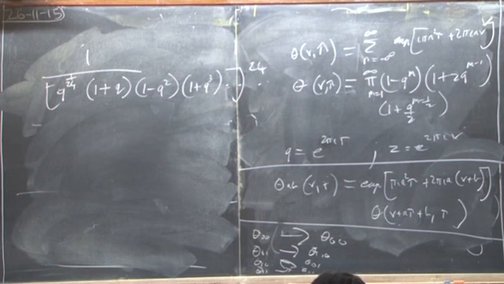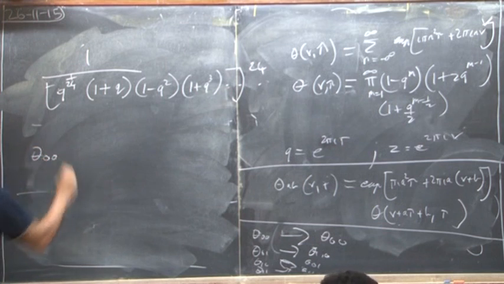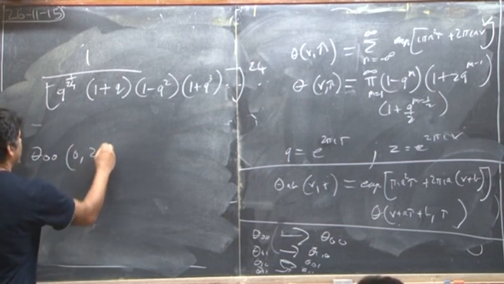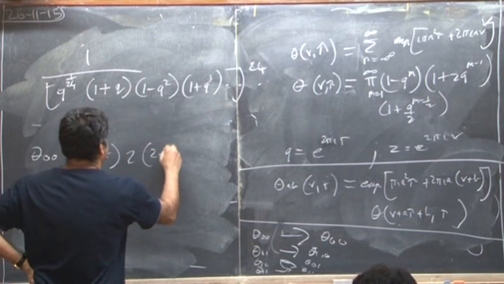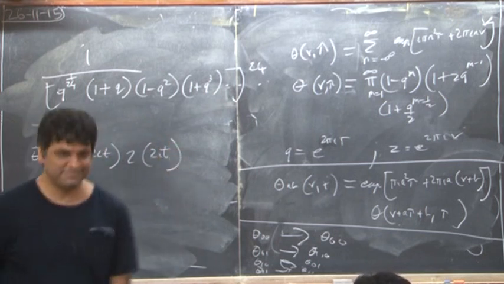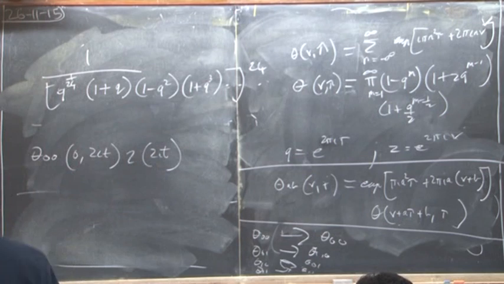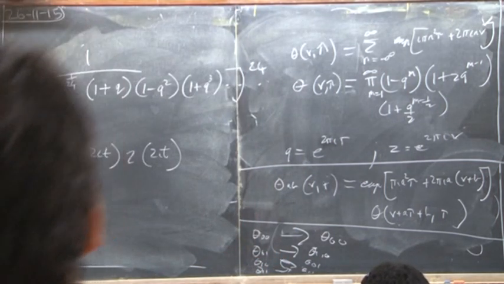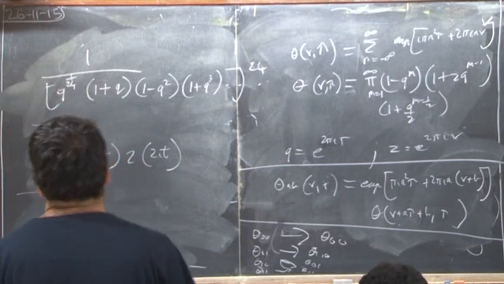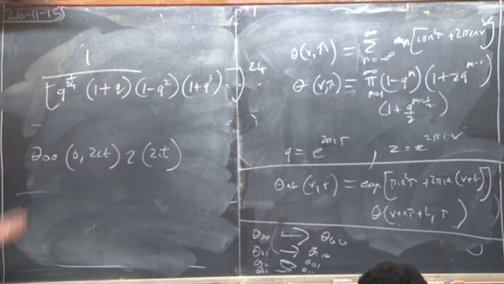So let me write down the claim and then we check it. This is theta 0, 0 of 0 to I2 times theta of 2i. Okay, so this is the claim.